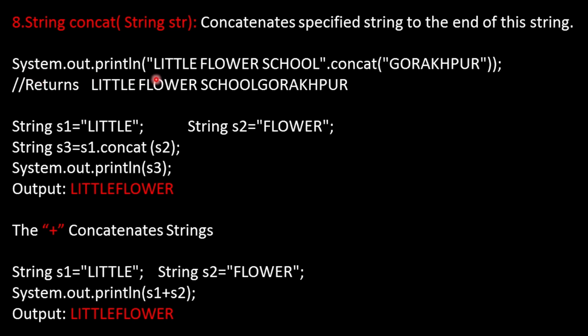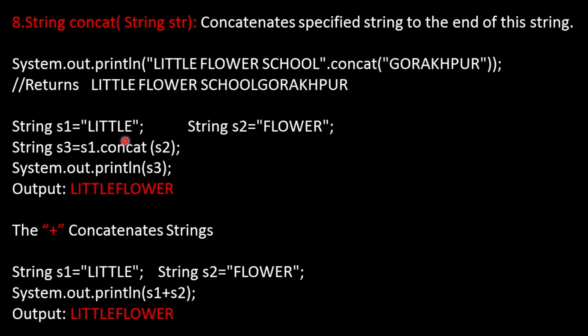See, system.out.println little flower school dot concat Gorakhpur. That means little flower school and Gorakhpur will be added and a new string will be displayed. What will be the answer? Little flower schoolGorakhpur. See, this is the place we have made the addition, and there is no space added. So remember, when you add two strings, there is no space given by the function. So it will come all together. When output questions are asked, you need to remember this particular point.